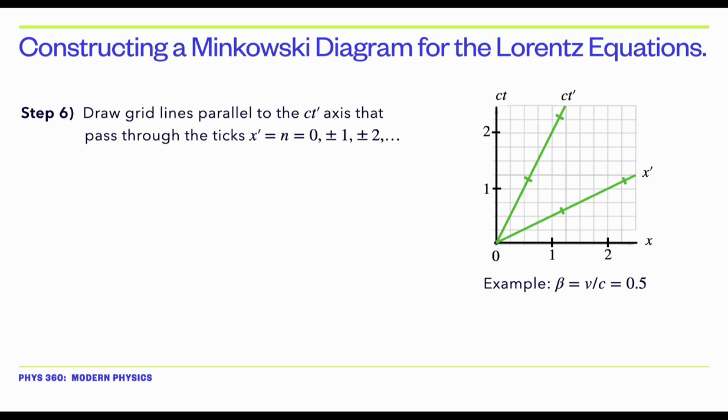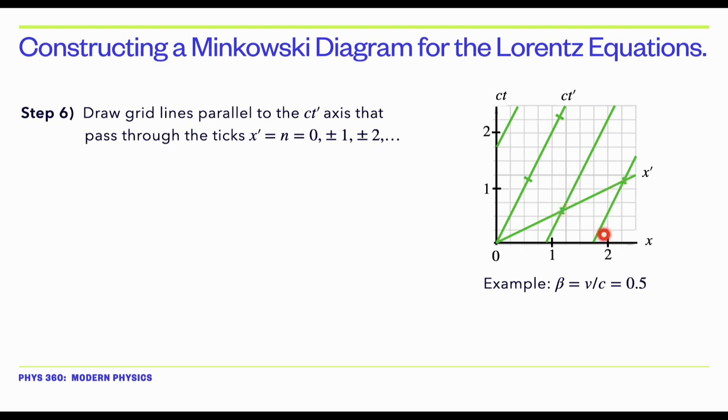All right. Well, now that we've got our axes and the tick marks, we can draw in grid lines just by creating lines that are parallel to the CT prime or X prime axes. So to construct lines that are parallel to the CT prime axis, where X prime equals integers 1, 2, 3, 4, we just find our tick marks and then draw a line that's going to be parallel to the CT prime axis.